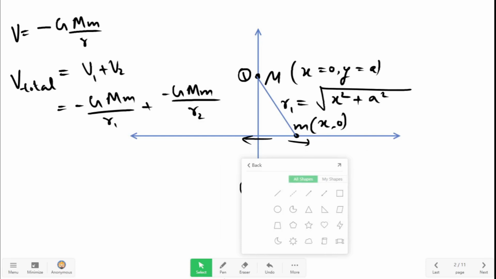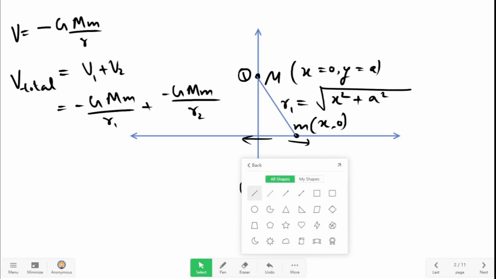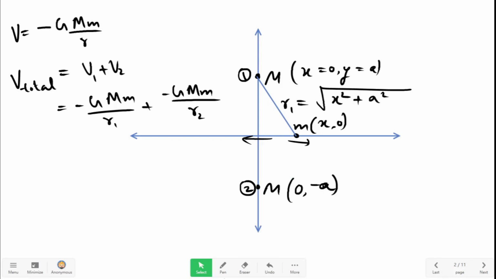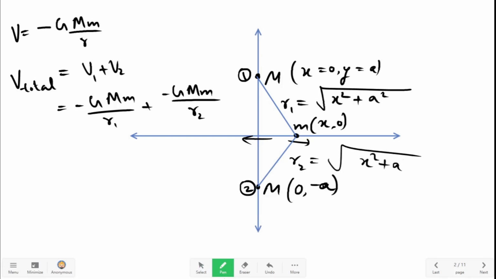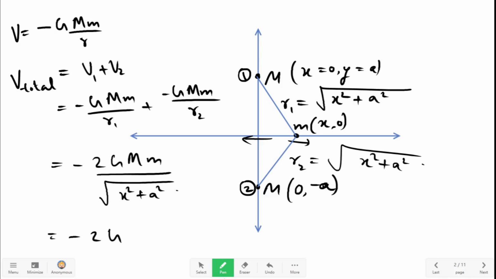Similarly, r2 is the distance from here to here, which is also coming out to be equal to root of x square plus a square. Therefore, we have total potential is equal to minus 2GMm divided by root of x square plus a square, which can be written as minus 2GMm times x square plus a square raised to minus 1 by 2.